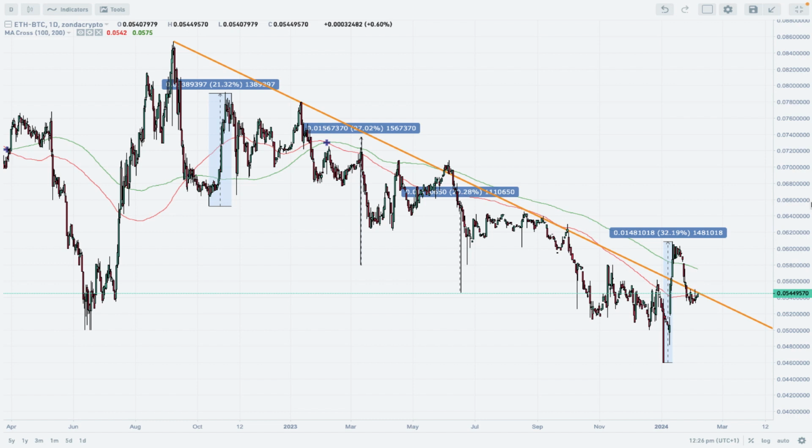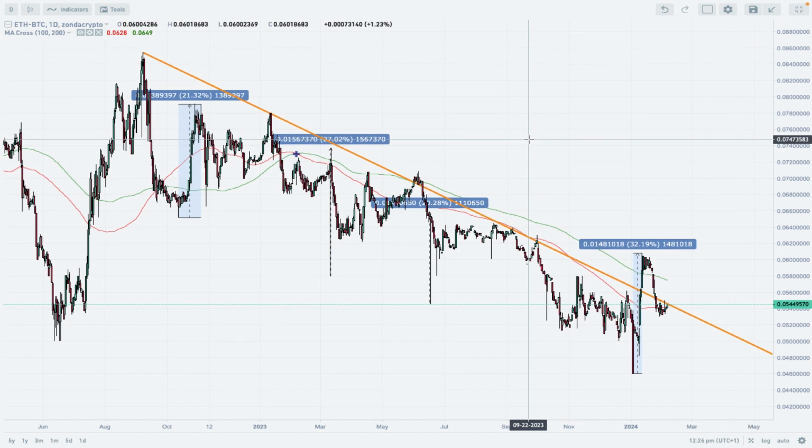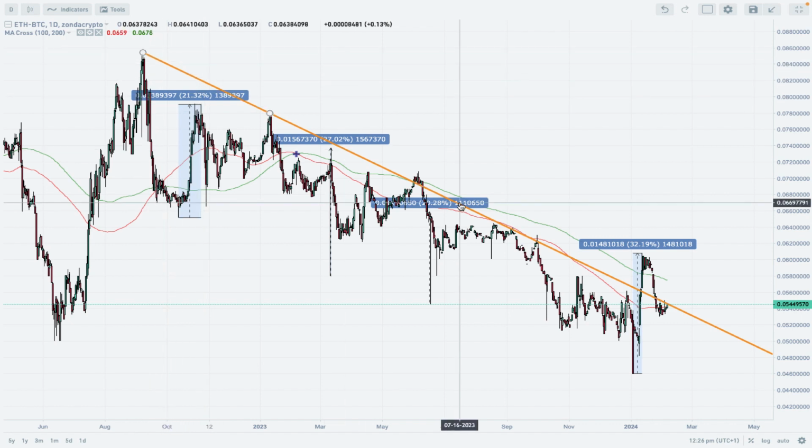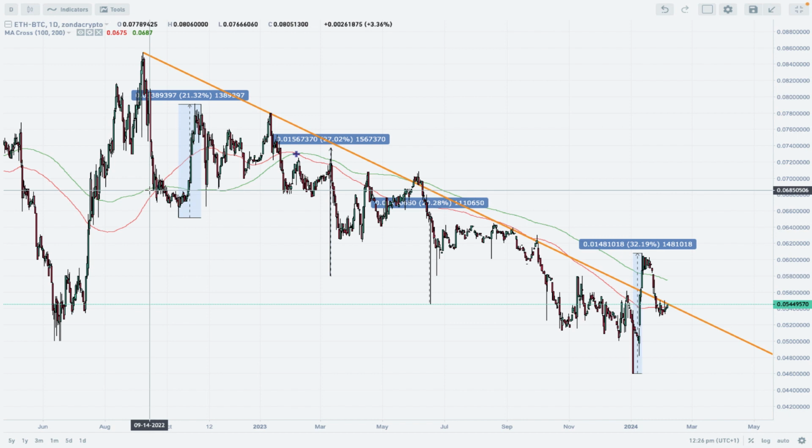Let's take a look at the Ethereum to Bitcoin at the daily time frame chart on Zondacrypto. So what do we see? Here are daily candlesticks, and we've got these movements to the upside marked on the chart together with this trend line and two moving averages, the 100 and 200 simple moving average. So what is going on in this chart?